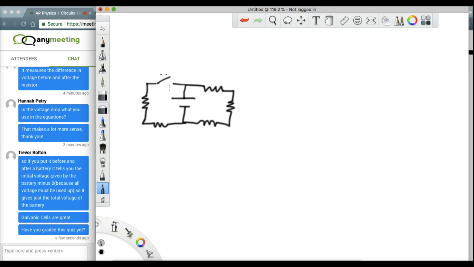Okay, so this is a switch right here. There's my battery, and what do I have? I have these 3 resistors that are in series with each other, but they are in parallel with these 2 that are in series with each other. So these 2 are in series with each other, these 3 are in series with each other, but the 2 branches are parallel with each other. So I could redraw it like this, which maybe you're more comfortable with. Same thing.